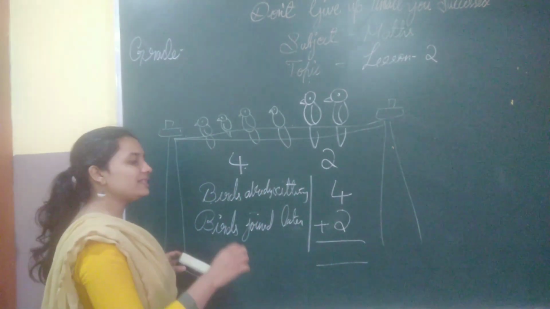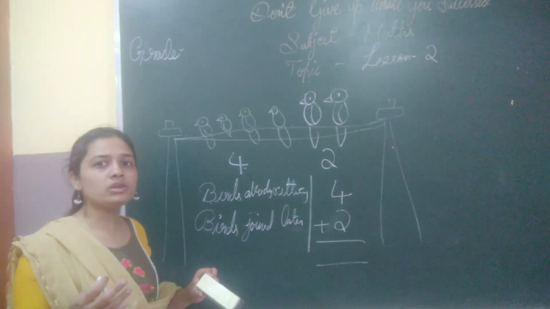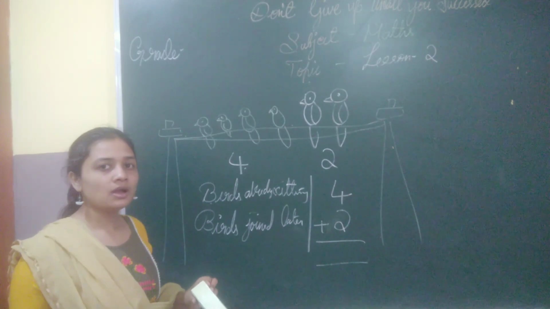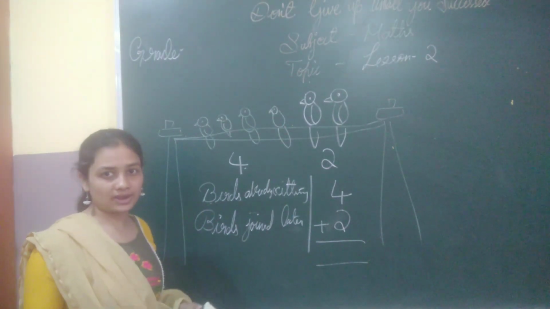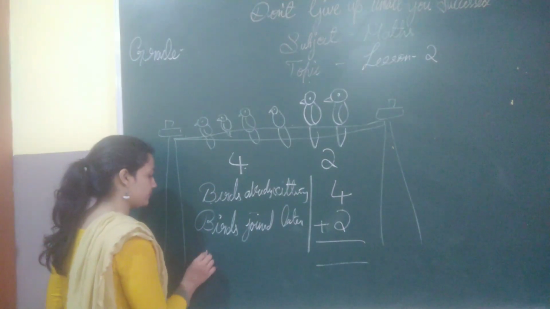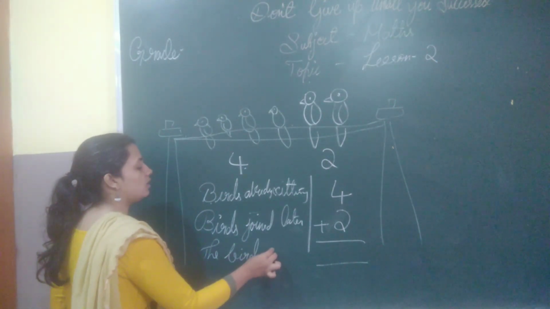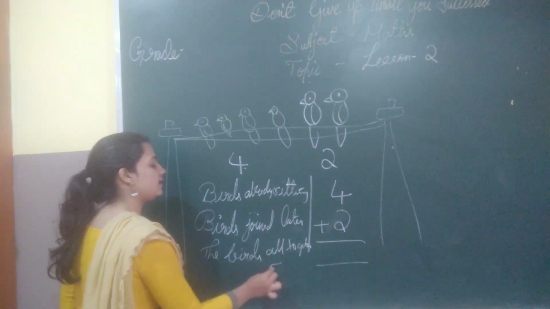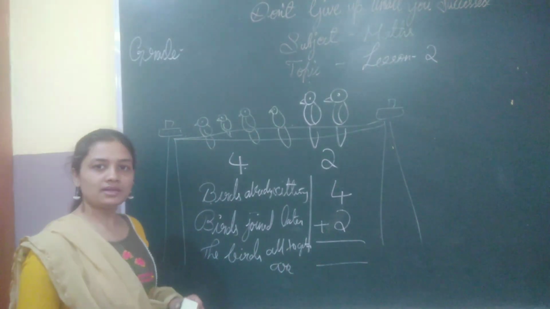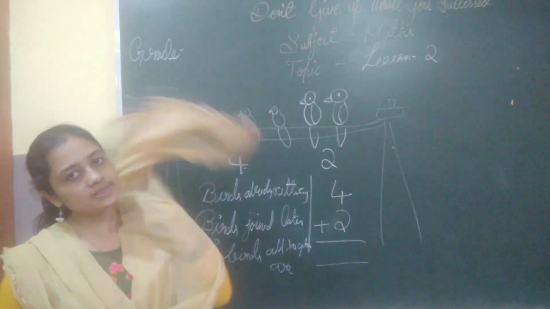So you should write the answer for that. If I ask you how many birds are all together, how will you answer me in a statement? The birds all together are. That is how you answer me, right? Same thing you write here. The birds all together are. Same thing. Or you also can write total number of birds. All these things you can write here.